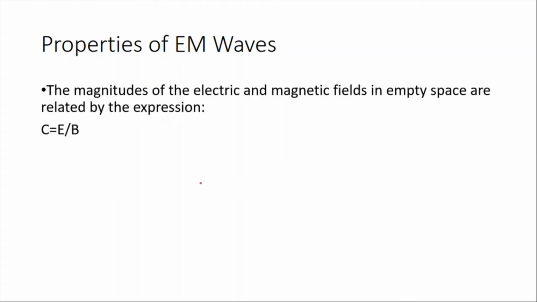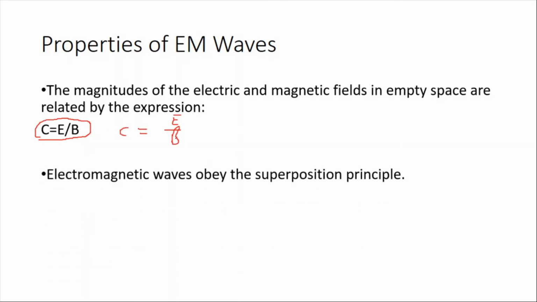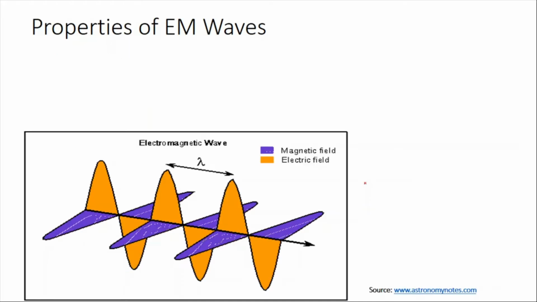The magnitudes of the electric and magnetic fields in empty space are connected with this formula: the speed of light is equal to E over B. And electromagnetic waves obey the superposition principle. That's why we have interference in electromagnetic waves, for example, the interference of light. The light waves can construct each other, they can destroy each other. It is because of the superposition principle.